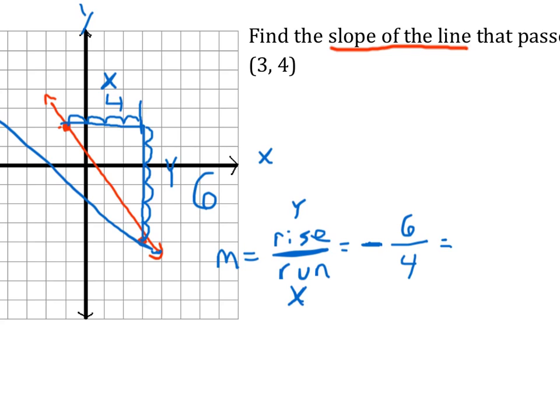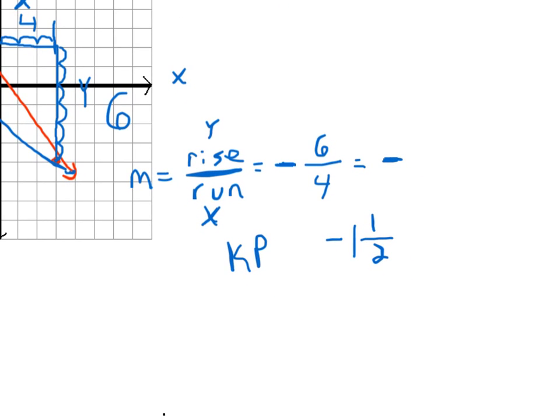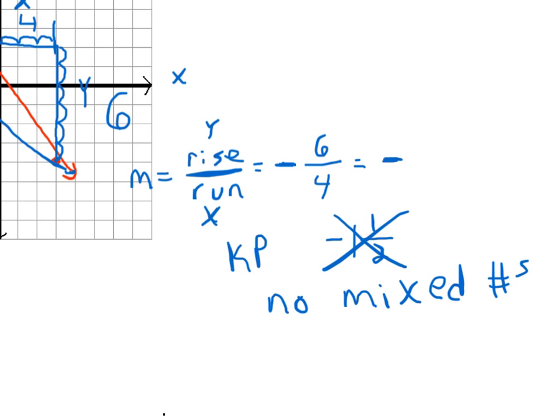Okay, if I reduce it on my calculator, it might give me a mixed number. It might give me something like this, -1 1/2. Okay, this is a key point. When we are working with slope, we never do mixed numbers. So no mixed numbers. And we'll see in a later lesson why, because you can't do a rise and a run when you have 3 different numbers here.